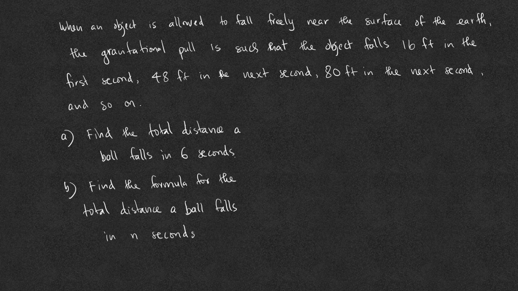For part A, if we want to find the total distance in 6 seconds, we need to add 6 terms. The first second, the ball falls 16 feet. The next second, 48 feet. The next second, 80 feet. And so we have the first, the second, the third seconds already. We need 3 more. We observe that there is a pattern here because of the words "and so on." It has to follow an apparent pattern.